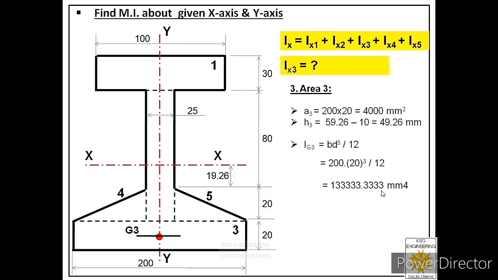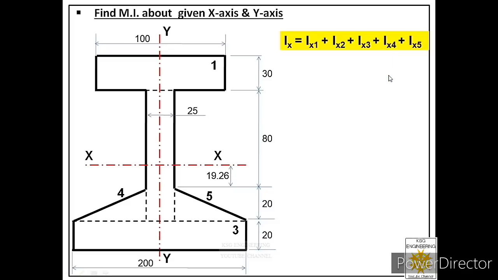Now we know that once we get these values, we can apply the parallel axis theorem to find Ix3. That will be equal to Ig3 plus A3 H3 square. So put the values of A3, H3 and Ig3 in this equation. We will get the moment of inertia of area 3 about the main axis, that is Ix3. So we have found the third unknown in this equation. Now we'll move to the fourth unknown, that is Ix4. So let us see how we can find Ix4.